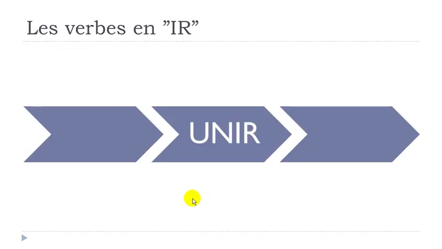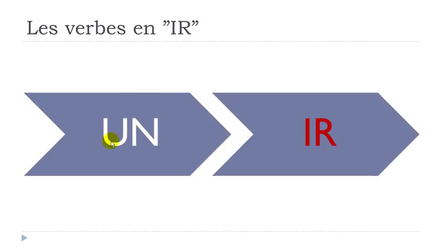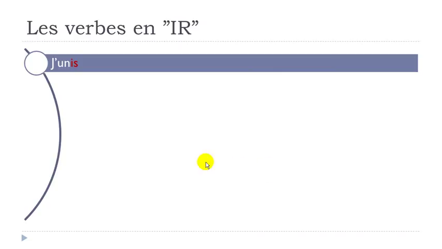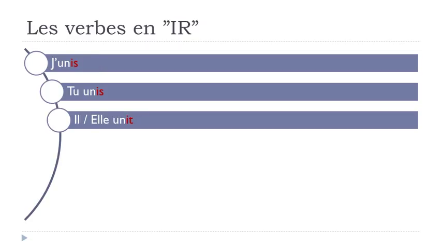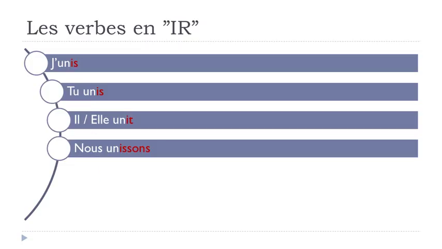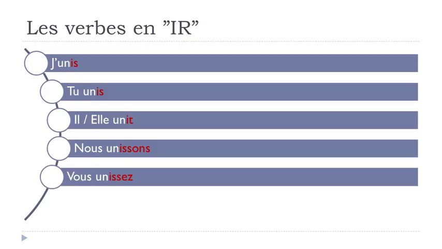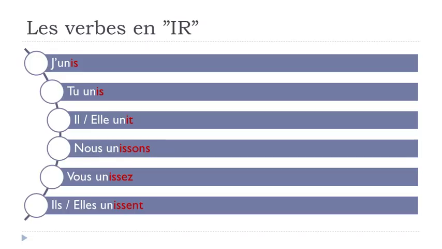All right? Let's take another example. Unir, to unite. Okay? Same rule. We just keep this UN, and then you spot the ending, you take it away, and you keep the UN to construct. So, j'unis, same way. Tu unis. Il unit. Elle unit. Nous unissons. Vous unissez. Ils unissent. Elles unissent. Okay, so it's exactly the same. Same group, same way to conjugate it, okay?